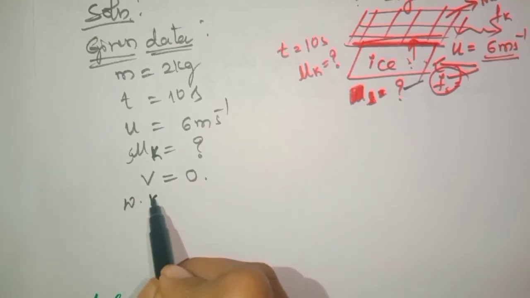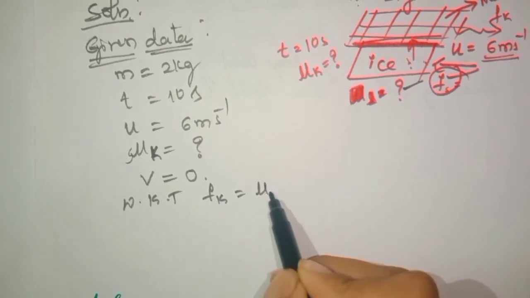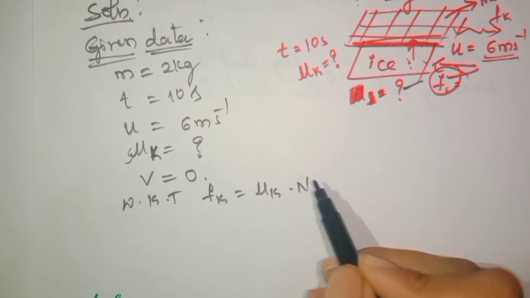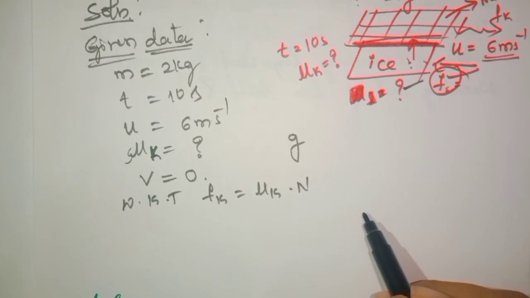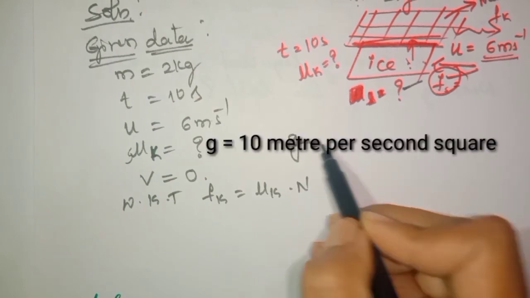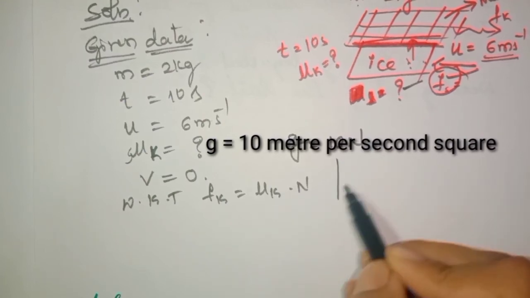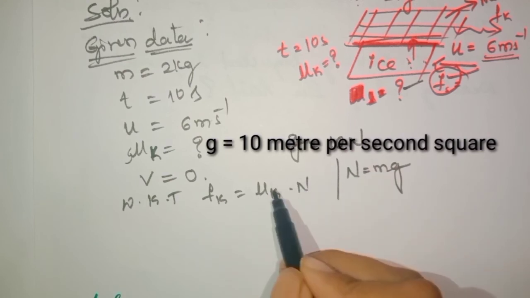As we know, Fk is equal to mu k into N. We know that N is equal to mg, that we can substitute. Here they had not given the g value, which is acceleration due to gravity and is always constant. For the time being, I'll consider 10. And we can take N is equal to mg, that we can substitute here. Okay, we need to calculate.